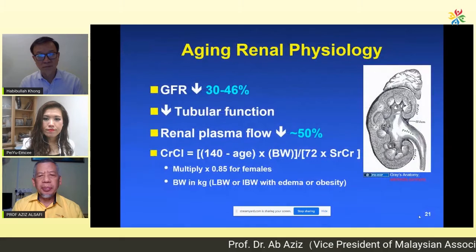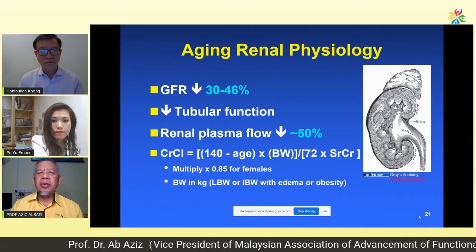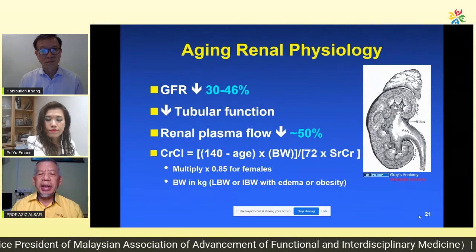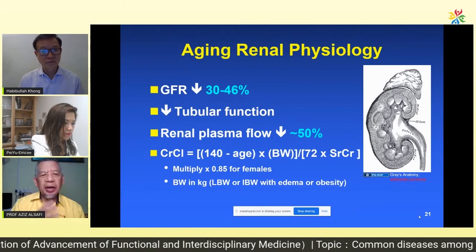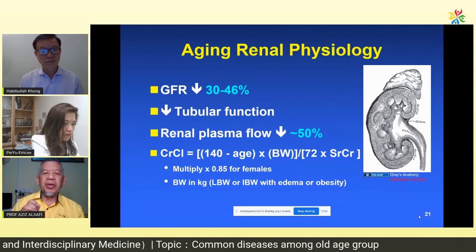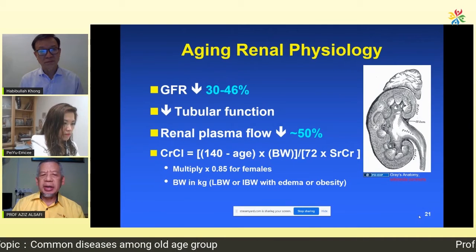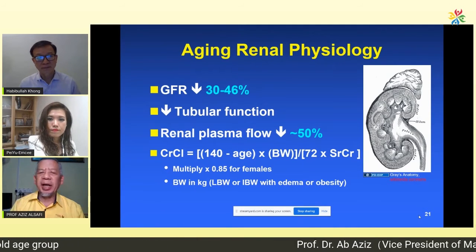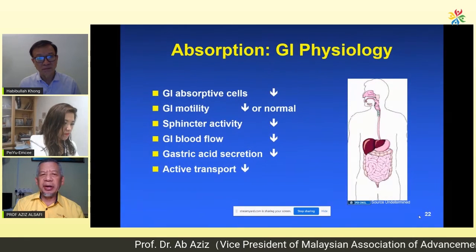the bone. Kidney function is also reduced in GFR, or glomerular filtration rate, meaning that the ability of the kidney to filter the blood is also reduced, between 30 to 46%. Decrease in tubular function, decrease in renal plasma flow by 50%, a 50% reduction. So this is really significant.